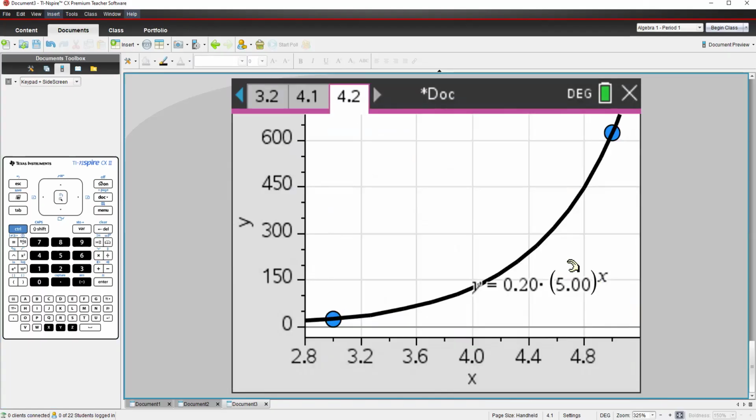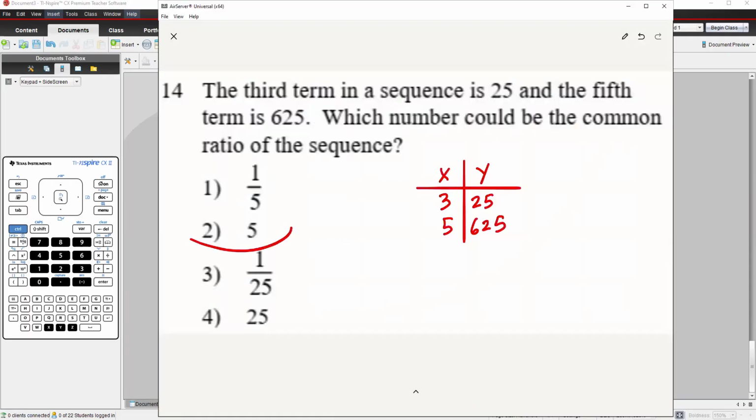And here is my equation, and the number inside of here is the common ratio. This is the growth factor. The common ratio is the growth factor. So all I'm going to do is go back here, and I know that the common ratio is 5. That's it. I'm leaving that alone. I'm moving on to the next question.